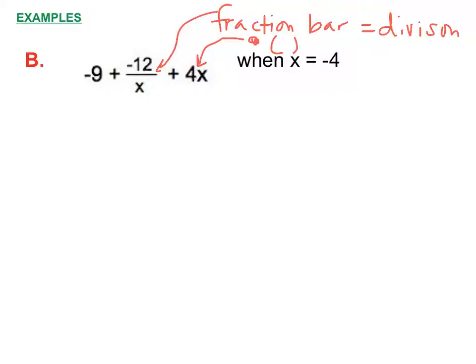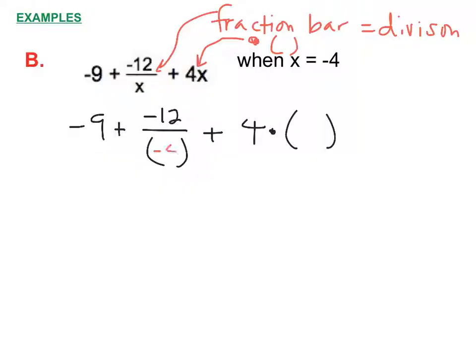So negative 9 plus negative 12 divided by x plus 4 times x. So we know that x is going to be negative 4 and another x, which is negative 4. So now I can just perform the order of operations. We're looking across from left to right, so we have a negative 9 plus, so we don't do that addition first, but we do have this division. So we should take care of that division.